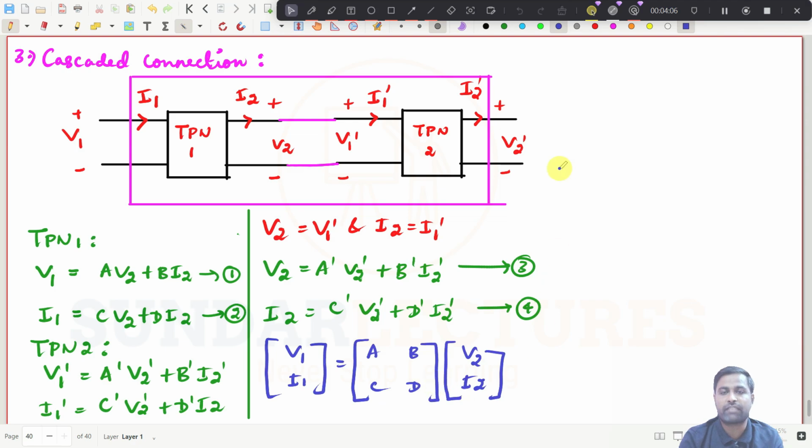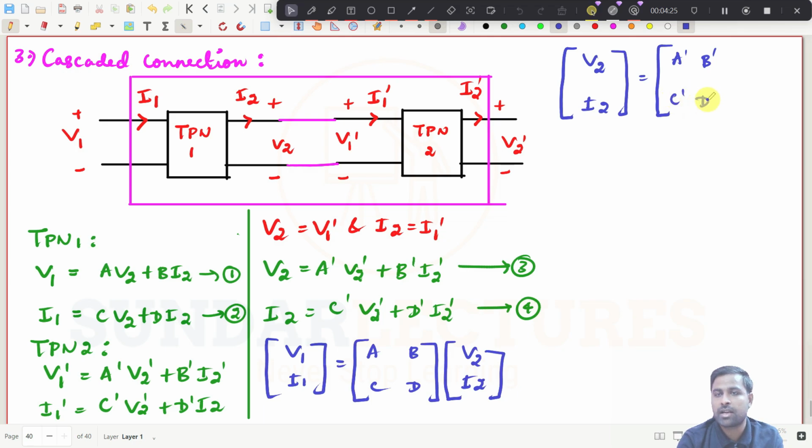These two equations I have written like this, and for these two equations, what will it be now? This will be [V2, I2], and that will be equal to A dash, B dash, C dash, and D dash, multiplied by [V2 dash, I2 dash]. I've just written both equations, these two equations, into matrix form, right?